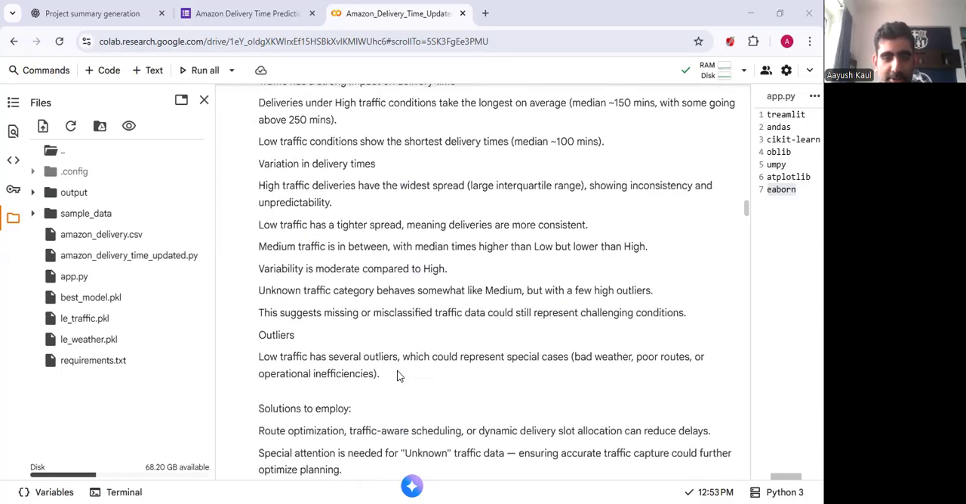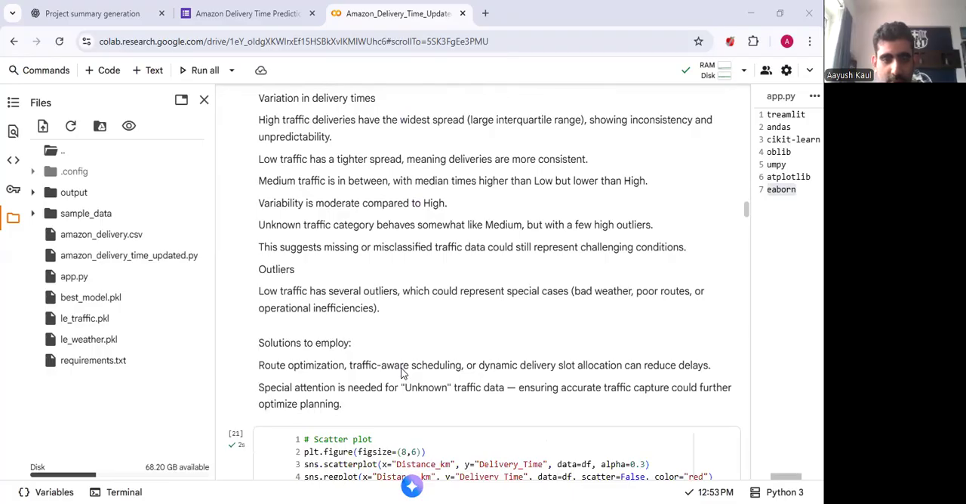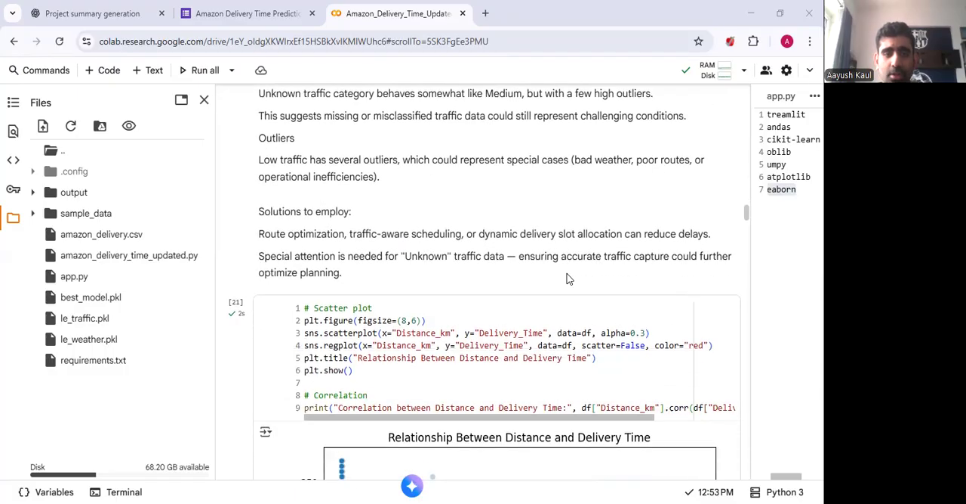So after that, we can see that low traffic, however, has several outliers, which could represent special cases like bad weather, poor routes, or operational inefficiencies.